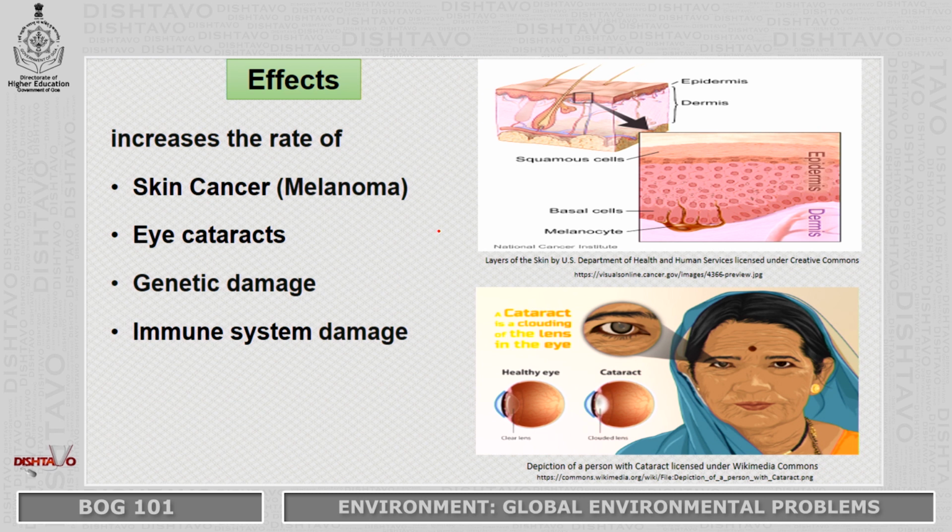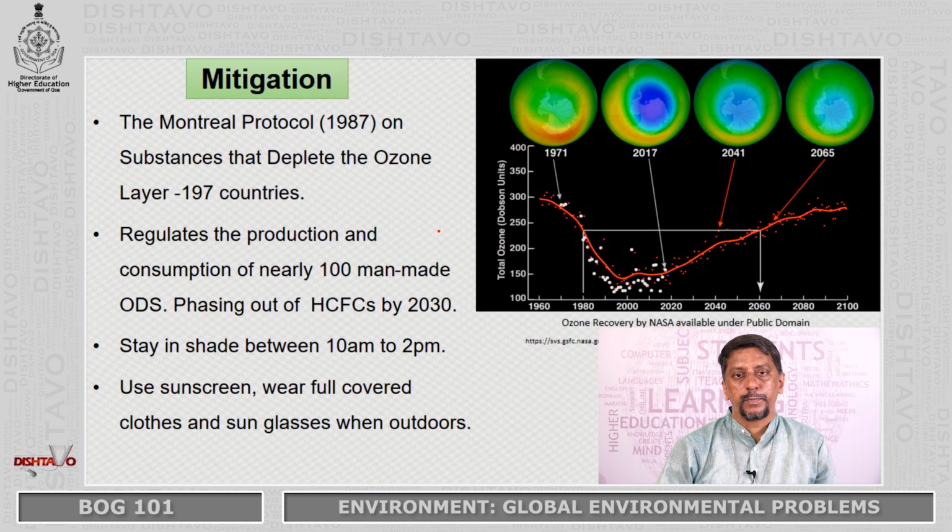It can cause genetic damage. It can cause immune system damage, and we know how much the immune system is important for us, especially during this COVID time. We have understood that our immunity has to be very strong in order to fight these diseases. So my dear friends, if these are the problems, then there is also mitigation. And at the international level, there have been efforts that are made.